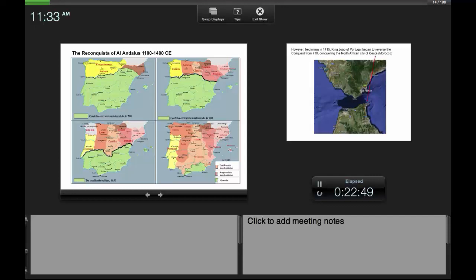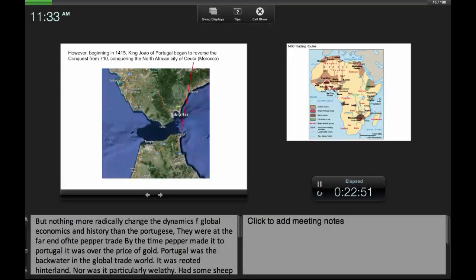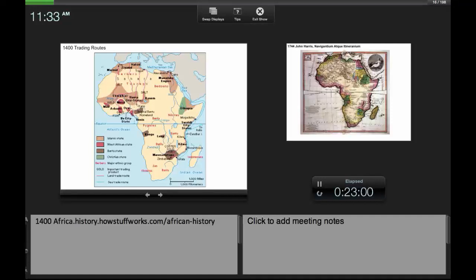In 1413, it reverses the conquest that started in Morocco and came across Gibraltar, and conquers the city of Ceuta. And from here, they will slowly begin to move around the trading zone of Africa.